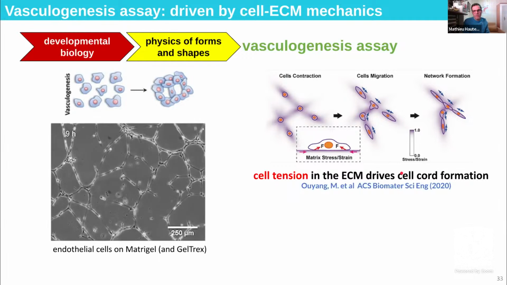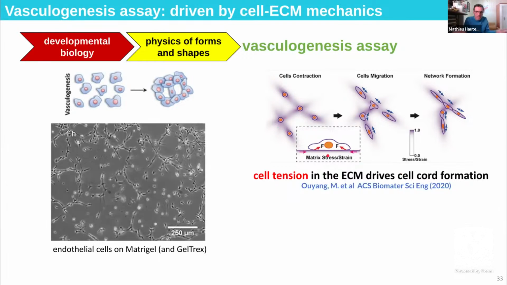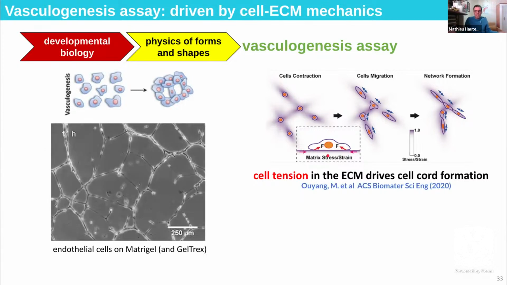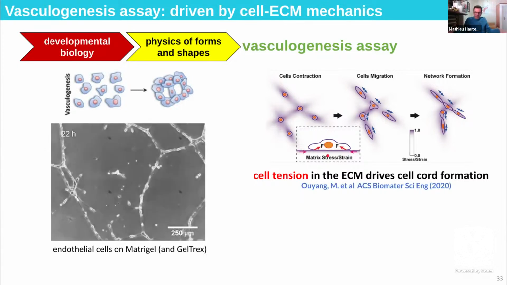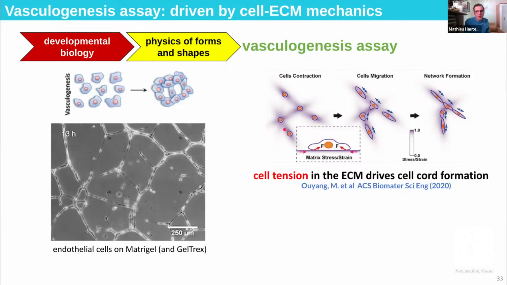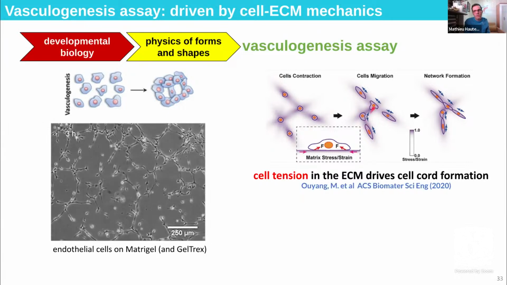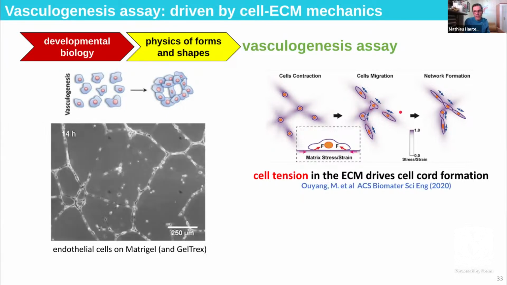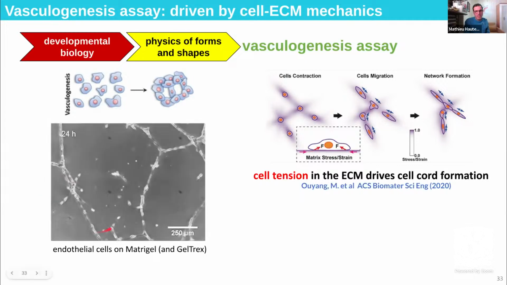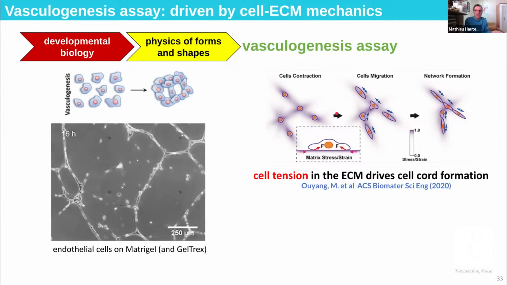And it was published in 2020 that it's just because cells are pulling on their substrate, thanks to their focal adhesions, thanks to their integrin to ligand connections. They're pulling on the substrate and they start polarizing, changing their shapes, migrating towards each other, and forming networks that you can see here in this animation. So it's the cell tension in the ECM that drives the cord formation.